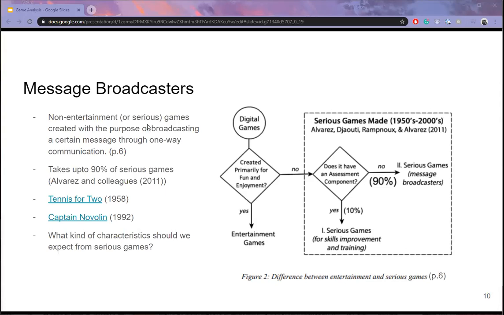And according to research by Alvarez and colleagues in 2011, this kind of game takes up to 90% of the serious games that have been graded.